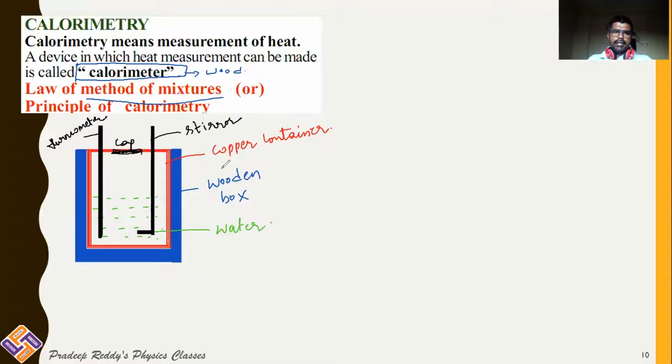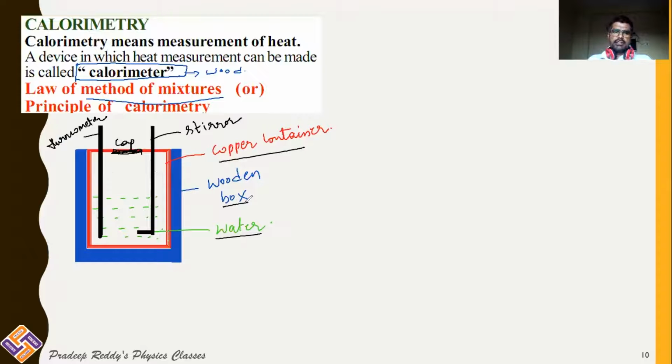Students, let us understand what a calorimeter is made up of. A calorimeter is made up of a wooden box, and that wooden box is attached with a copper container, and inside that copper container there will be some water, and there will be some space provided to place a thermometer and a stirrer into the water. There will be a lid provided to open and close. If you want to add or remove some water, or add any other material into this water, you can do it by opening this lid.